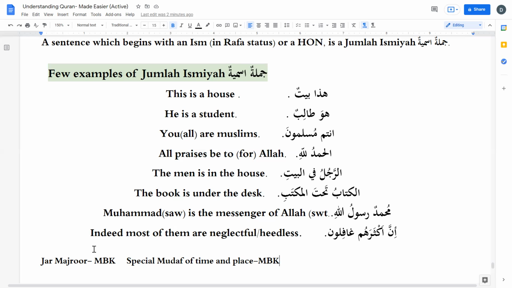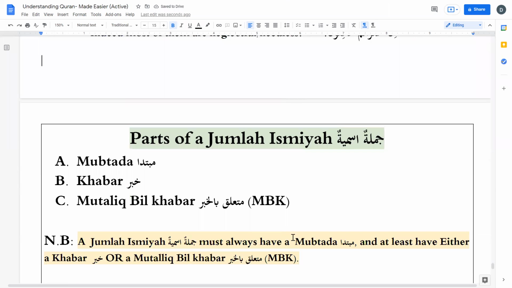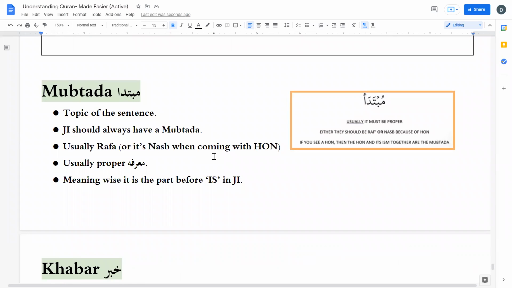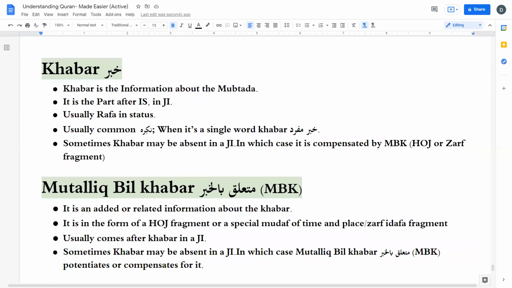And this is the type of sentence in which khabar is not there or khabar is hidden, mahzoof, and you have muta'alliq bil khabar, which is replacing the khabar. But most of the time you will see all three components in a Jumlah Ismiyah. Okay. So we learned points about mubtada. We learned points about khabar. Over here, khabar is the information about the mubtada. It is also rafa in status.